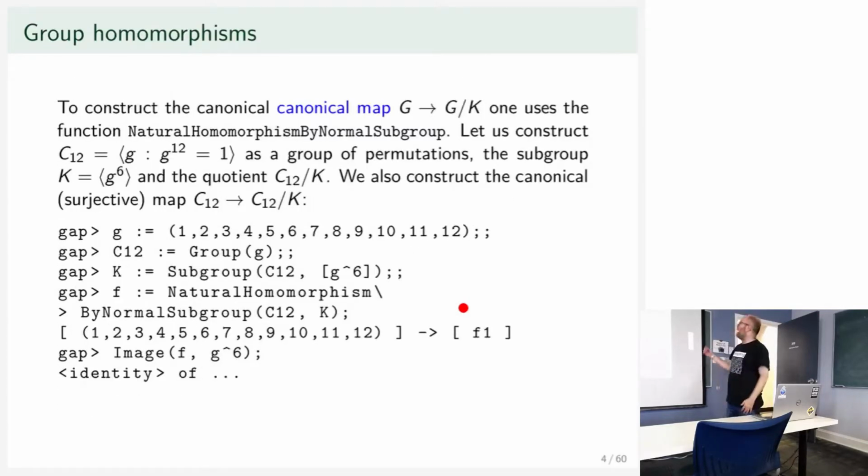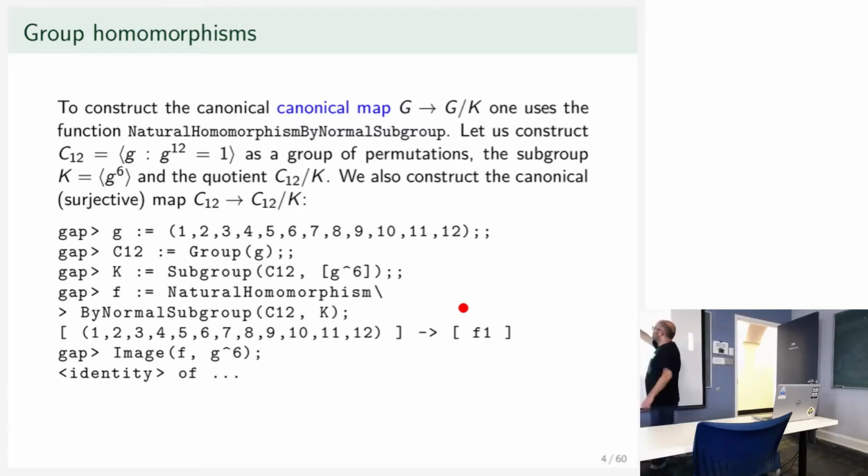So now, you have some very natural group homomorphisms, right? In particular, you know that you can compute quotients, right? And you have this canonical surjective map into a quotient of a group. So how can we deal with this map? Well, the function is this very, very long function, NaturalHomomorphismByNormalSubgroup. So if you use this, then you can construct a canonical map into a quotient. Okay? Here you have a very, very easy example.